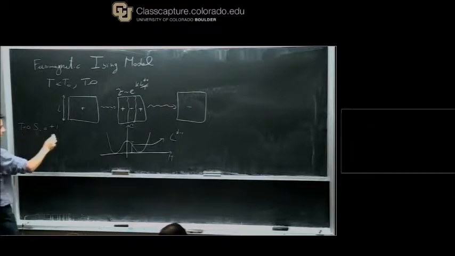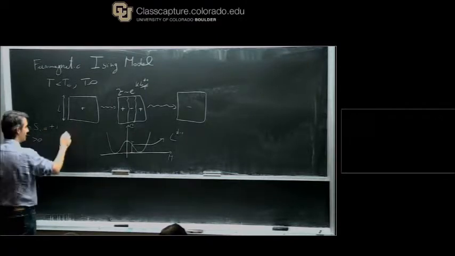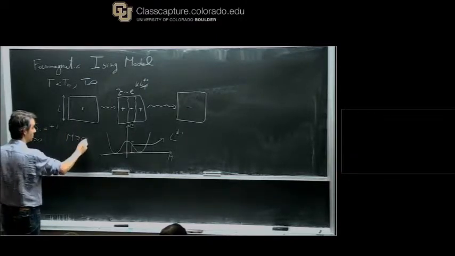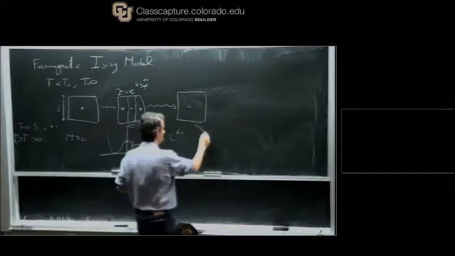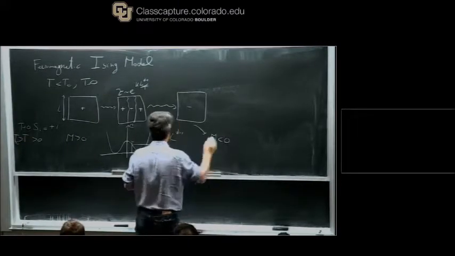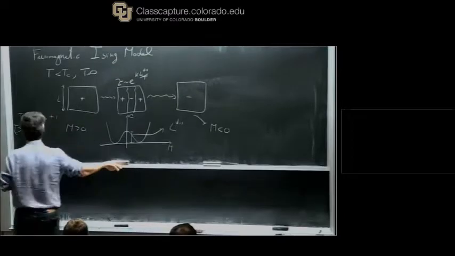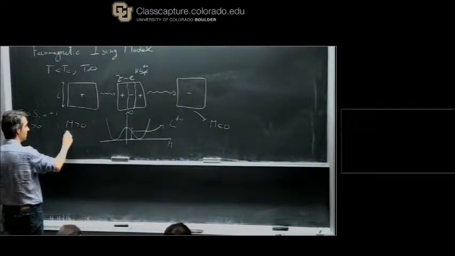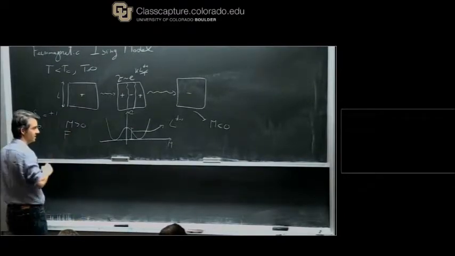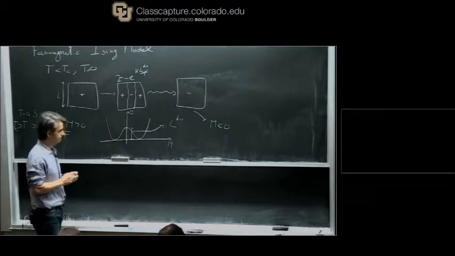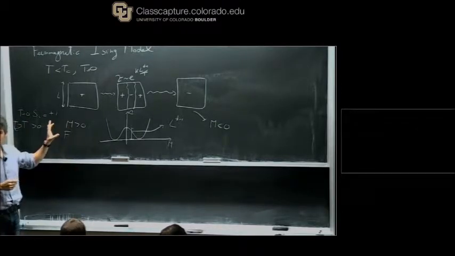And then I know that at finite temperature, when T is larger than zero and less than Tc, I will have a state here with a positive magnetization, and here I will have a state with a negative magnetization. And I can also compute, if I want, the free energy of this state. Okay? So this is what happens for the Ising model in finite dimension.